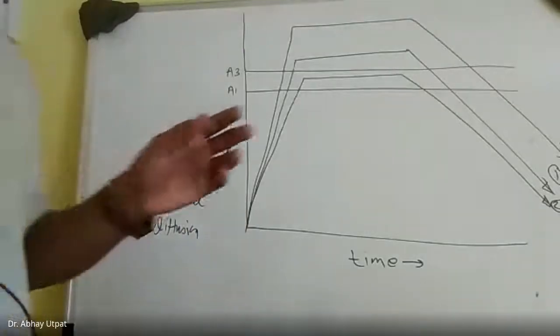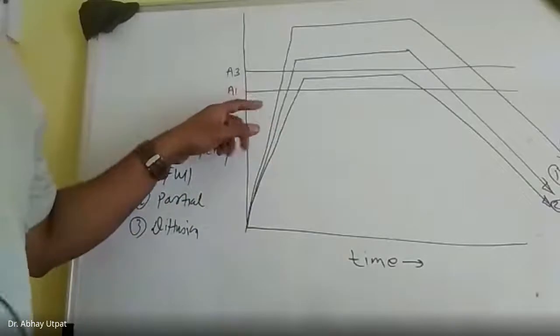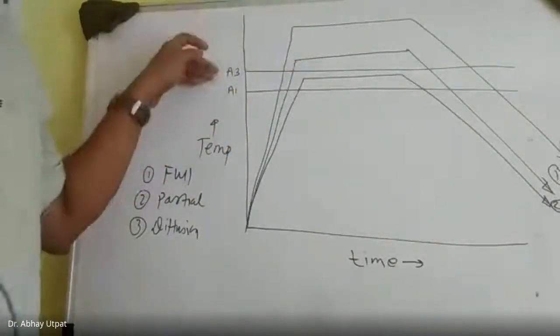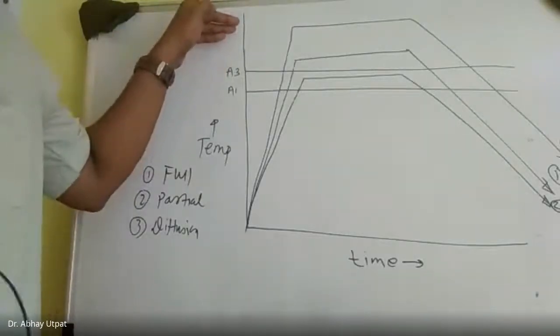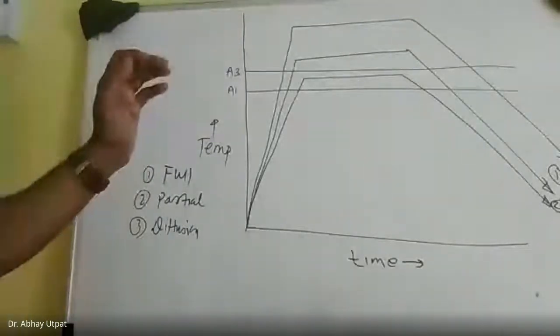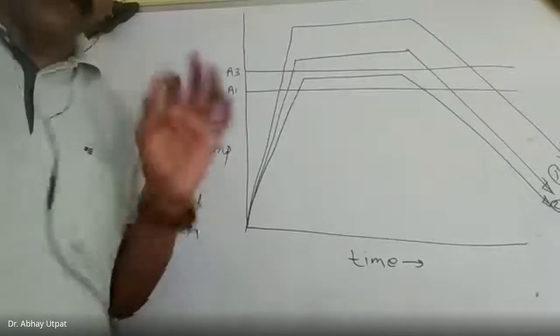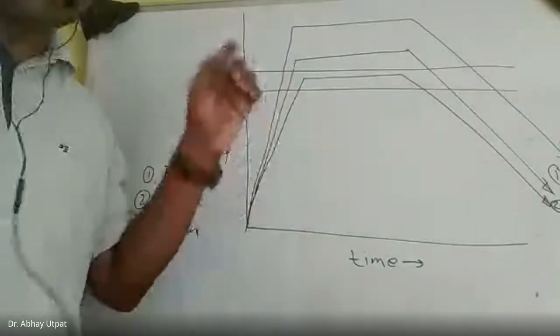Another name of diffusion annealing is homogenizing annealing. Here the heating is carried out far above the A3 temperature, which is around 850 to 900, so you are going to 1000 or 1100 degrees Celsius. At this very high temperature, complete homogenization takes place and you get a homogeneous structure of austenite.